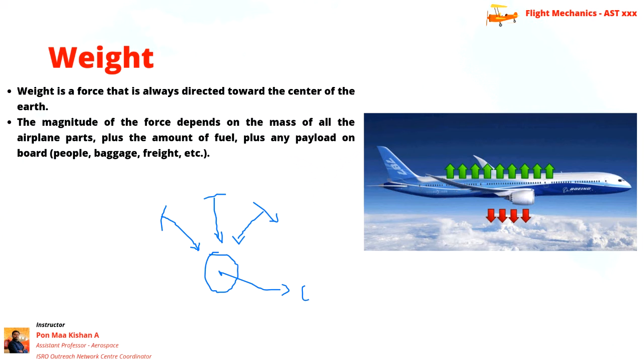The magnitude of the force depends on the mass of all the airplane parts. As I told, each and every aircraft part has some particular weight, right? Let's say the pilot and passenger weight, people, baggage, freight, and the amount of fuel, and any other payloads. That is also one of the important factors when we speak about overall weight. So overall weight will be considered with respect to the amount of fuel and any other payloads also.